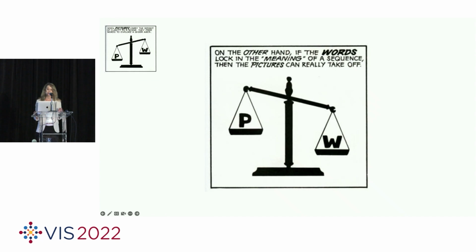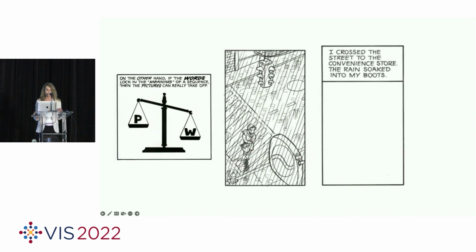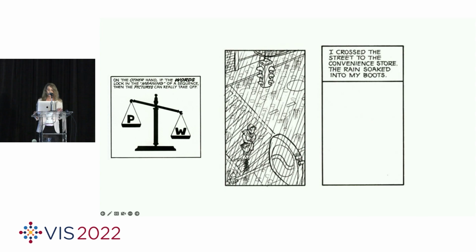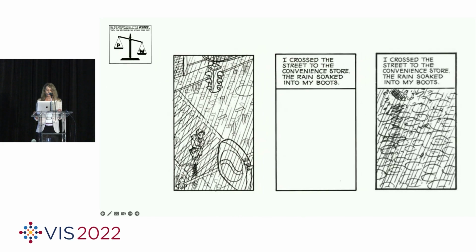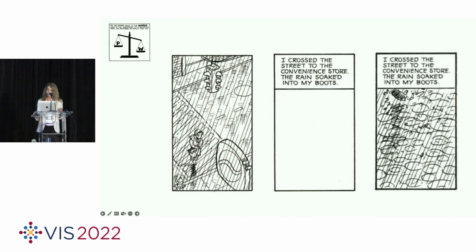Now let's consider the reverse case, where the words carry the weight of describing the scene and the action. So this is the second panel where there's just words and right now no image. "I crossed the street to the convenience store. The rain soaked into my boots." So you can see that the words are saying what the image conveyed before. But now, because the words are setting the scene, the image can zoom in to show just a piece of the action obliquely, and you still know what's going on. So that's the balance, that's the tension, what is shown in the words and what is shown in the image. It's something I think about a lot.